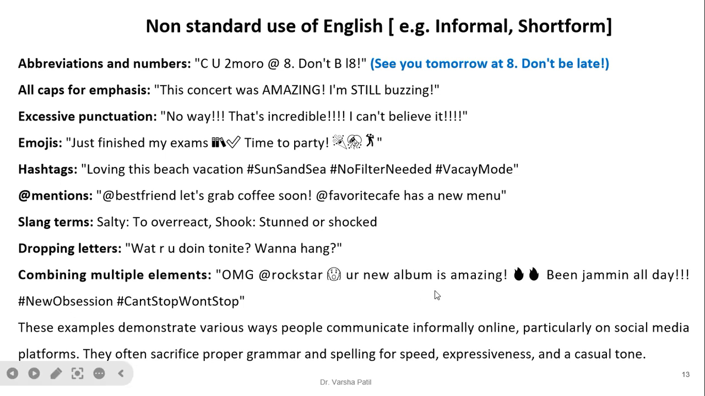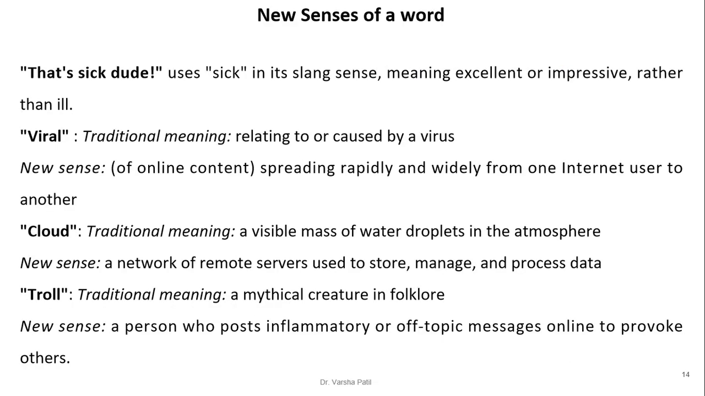Your new album is amazing. Been jamming all day. New obsession. Can't stop, won't stop. This example demonstrates various ways people communicate informally online, particularly on social media platforms. They often sacrifice proper grammar and spelling for speed, expressiveness and casual tone. But for NLP it is very difficult to understand such non-standard use of English.